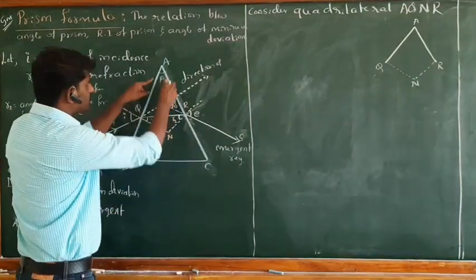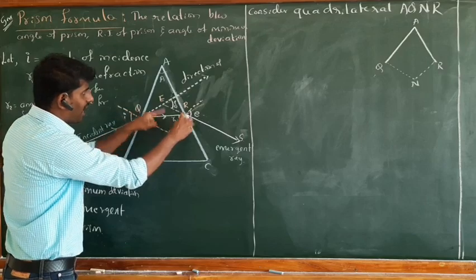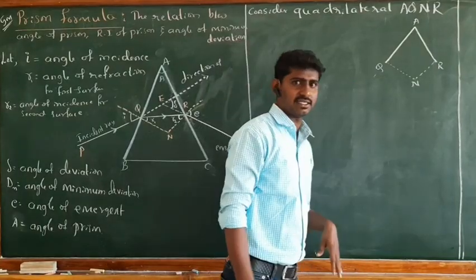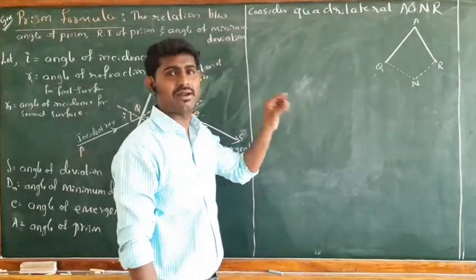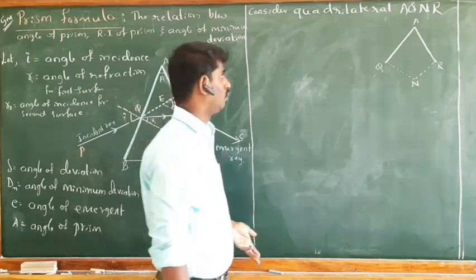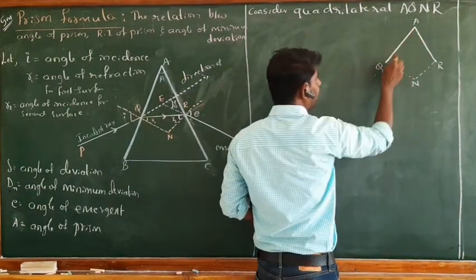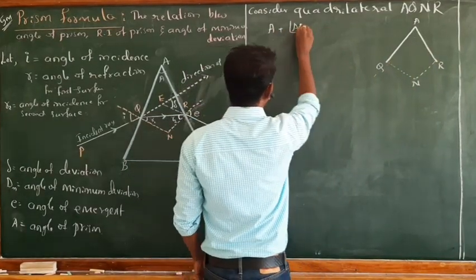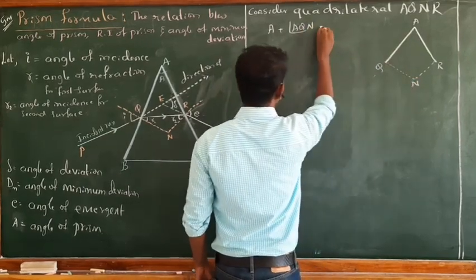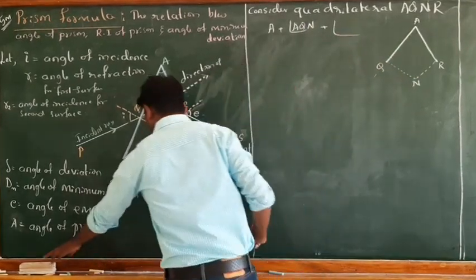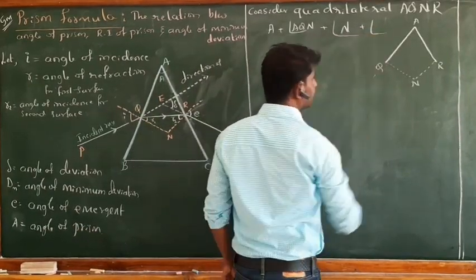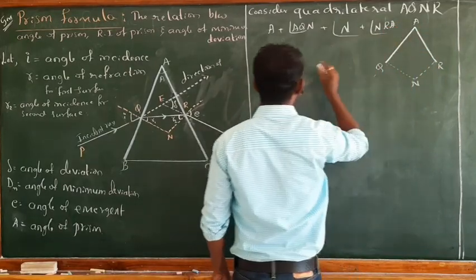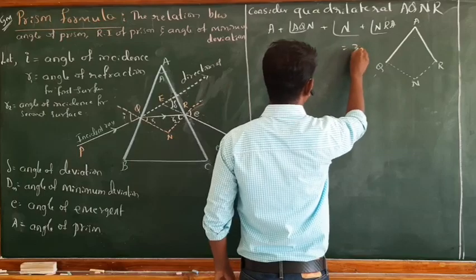Okay, so now I am taking this one, A, Q, N, R. Okay, I draw this one. And we know the sum of all the internal angles of a quadrilateral is always 360. So what are those 4 angles here? A, Q, N, R. I'll write angle A, which is the angle of prism, plus angle AQN, plus angle N, plus angle NRA. So all these angles form 360 degree.